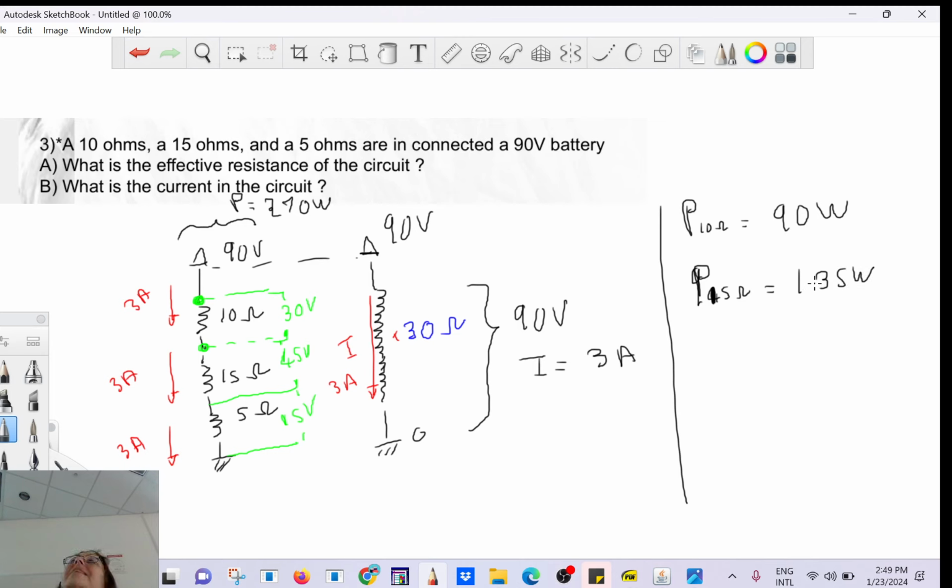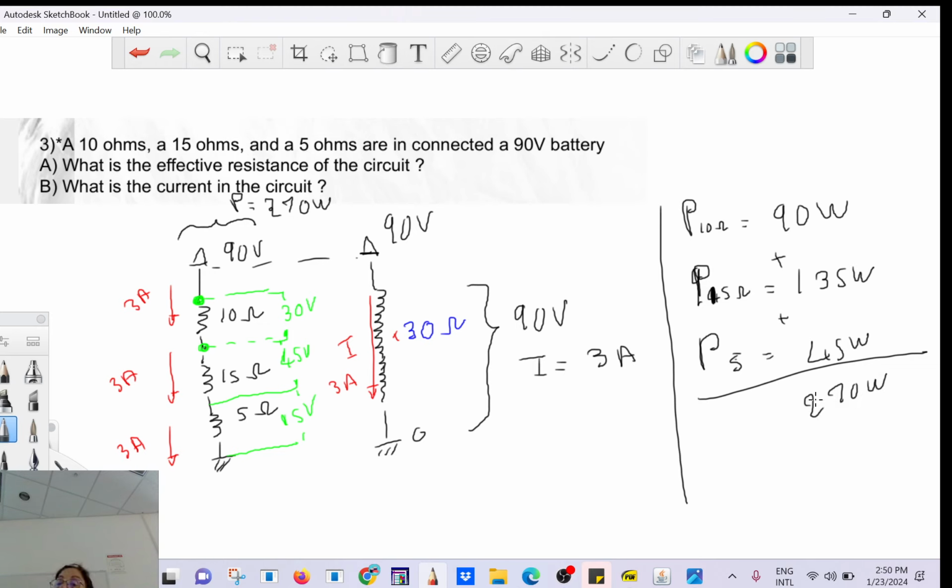What's your name? David? Steven. And the power, oh, I have another, I have 5 here. So how much is that? 15 times 3 is 45 watt. And if everything goes well, you add everything up and you should get 270 watt.